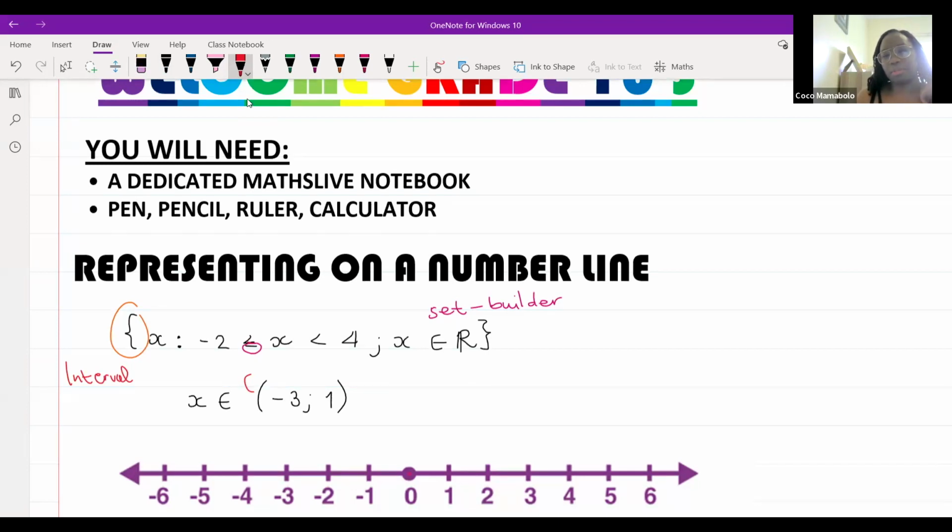Anybody remember what it means? Okay, it means excluded. Just like Tshego was saying about coloring, shading in the dot and not shading in the dot, the round brackets are going to mean excluded. So does anybody remember where we are going to start? Where do we start when we're drawing our interval notation? Where would we start? We would put a dot at what number?